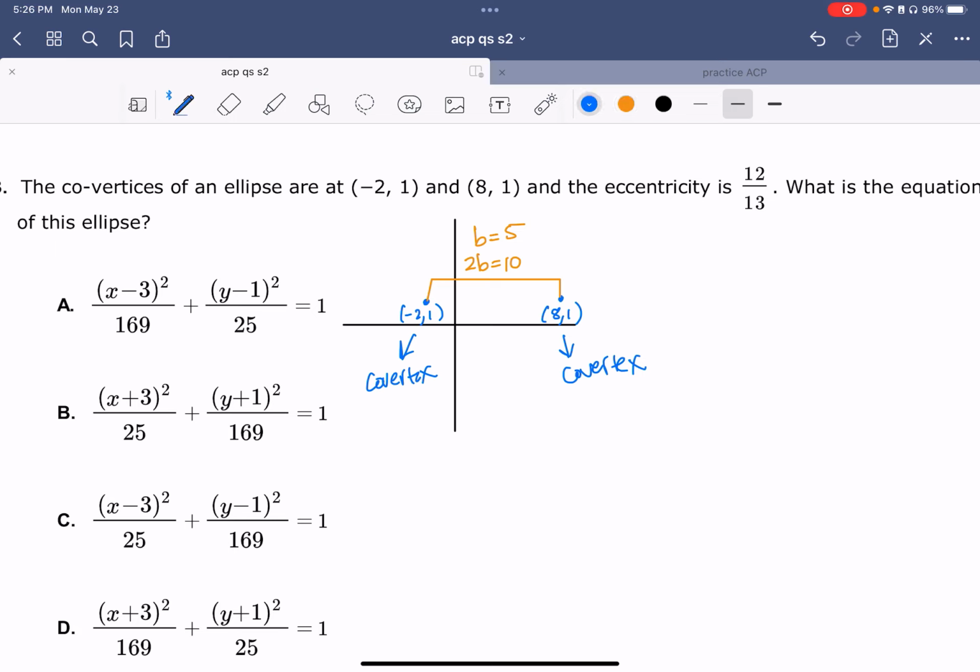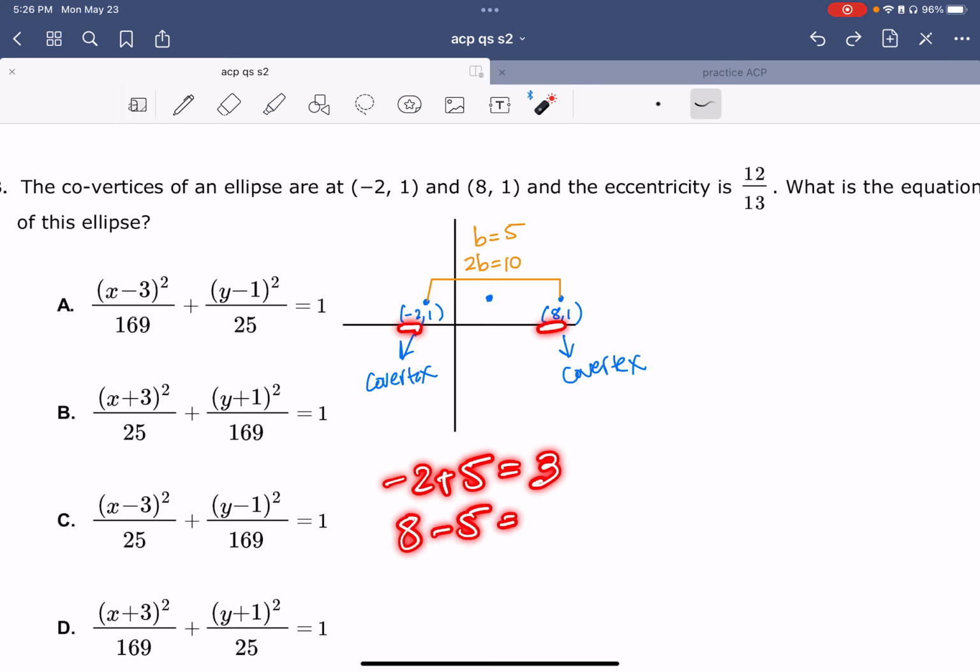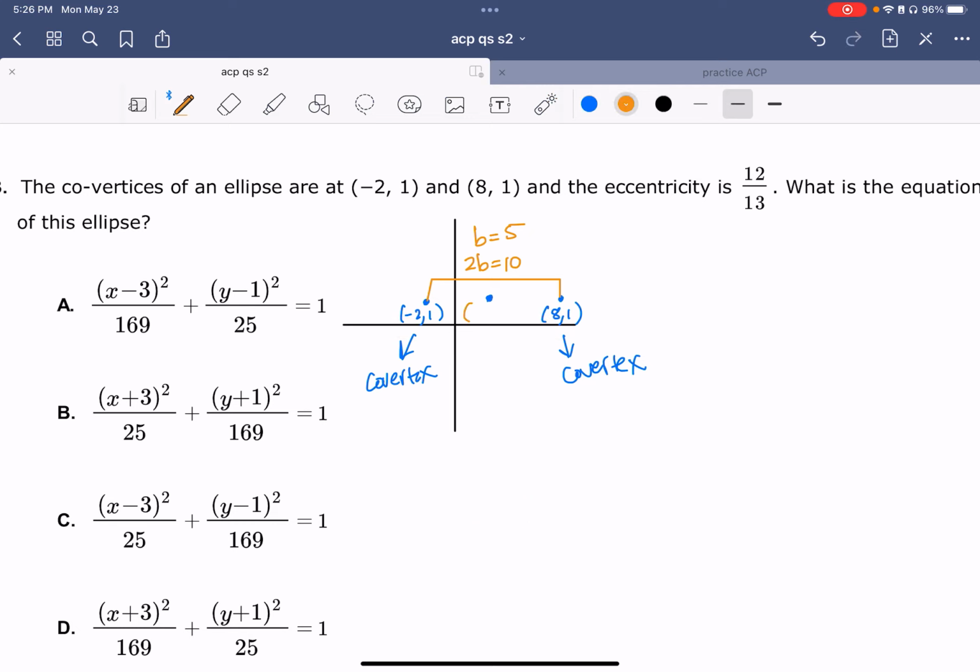When you have that, you're able to get the center. So the center is going to be here. So from co-vertex to center, you're going to have 5 units. So you can add 5 to -2. So -2 plus 5 would be +3. Or you can subtract 8 minus 5, which is 3 anyway. So regardless, you're going to get 3. And notice that the y doesn't change. It stays at 1. Okay, so this is the center.